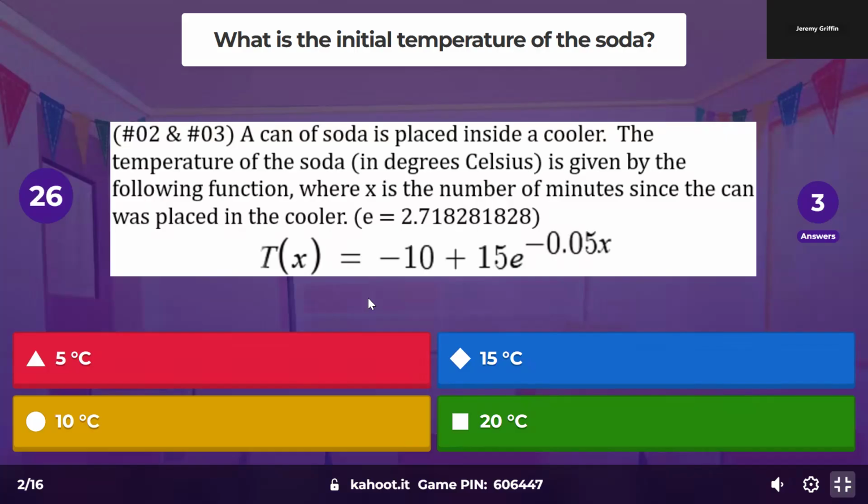Guys, what does initial mean? It means how much time has passed. Oh, okay. Oh, it's 15. It's 10. It's 5. Initial temperature. Oh, because it's 15 minus 10. This is 5.